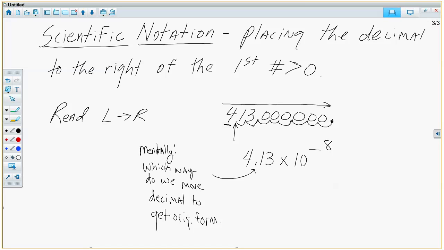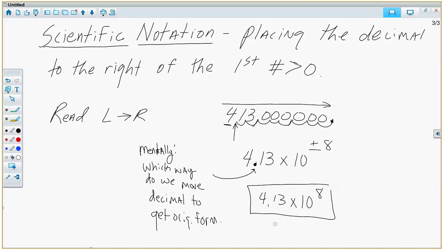So, mentally ask yourself, which way do we move this decimal to get it back to the way it was? In your head, which way do you move it? Back to what it was? Which direction? To the right. So right is positive. So your final answer is 4.13 times 10 to the 8th power. And that's how you write this number in scientific notation. Because each place is tens.